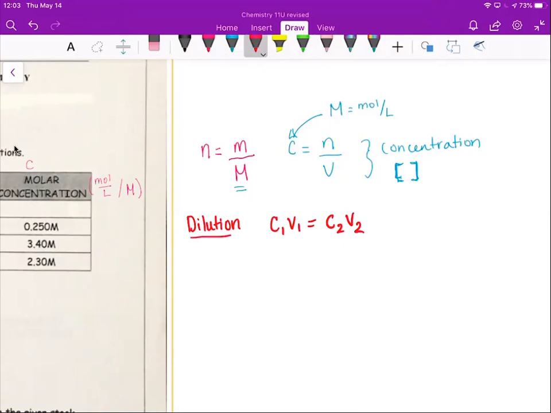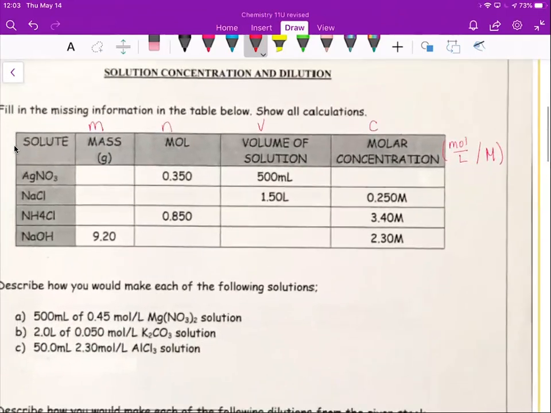So you need to have 3 out of the 4 values in order to use dilution. And you'll always see the word diluted in the question. And you're saying, well, of course, Ms. Fellow, that's kind of obvious, but it's amazing how many students have difficulty identifying which question is actually a dilution question.